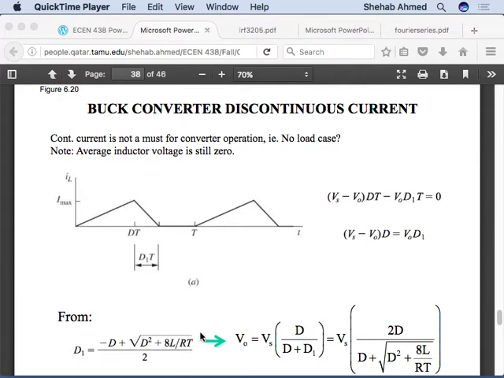So I just wanted to stress again the discontinuous mode. Everybody's okay?